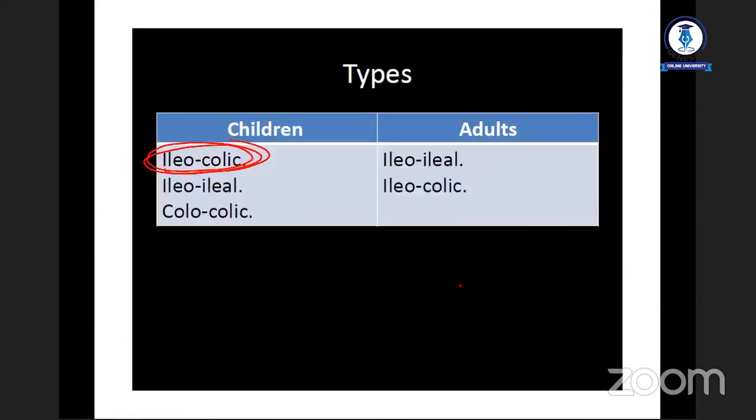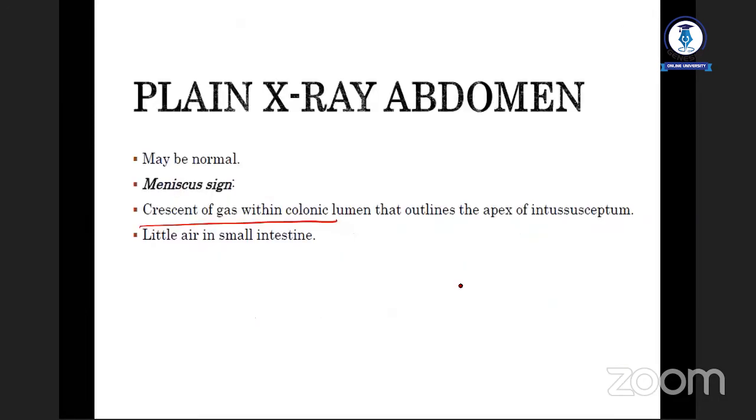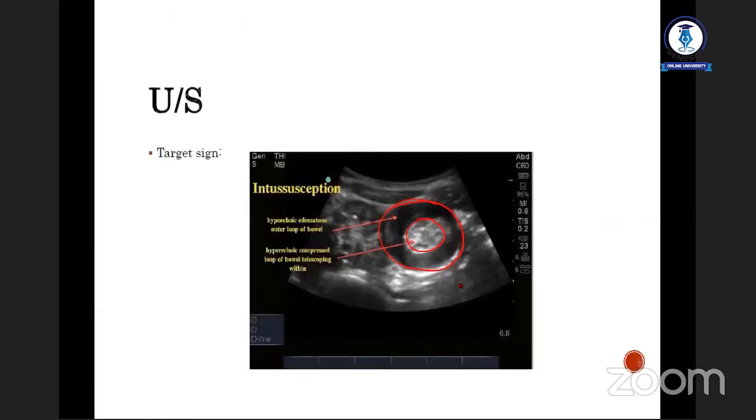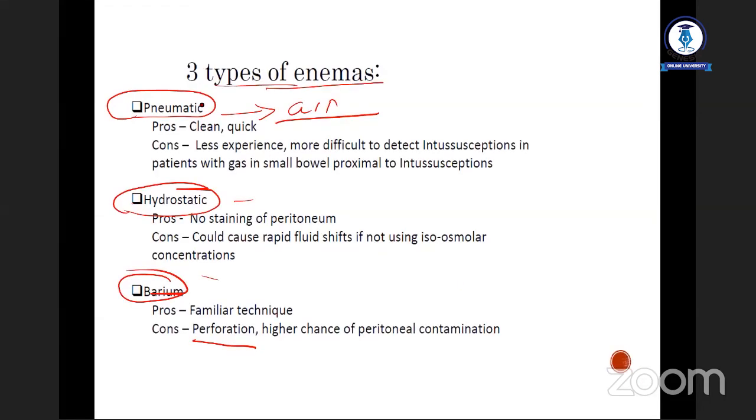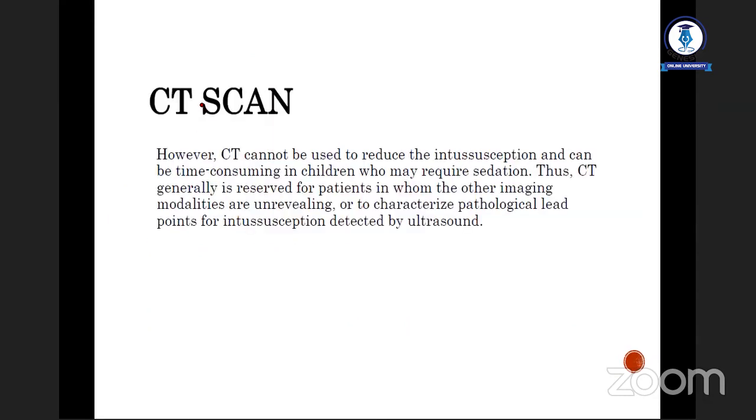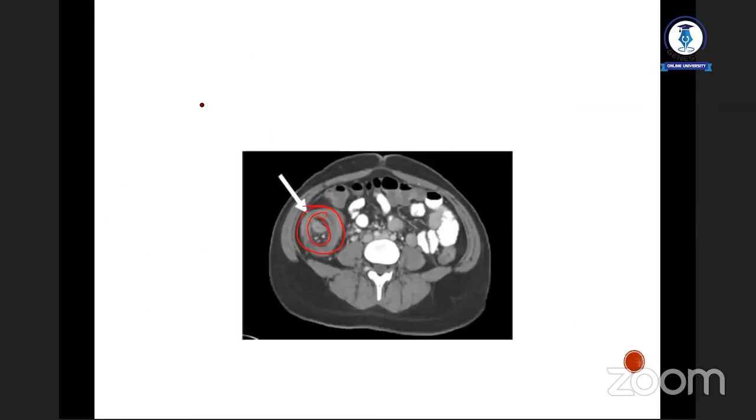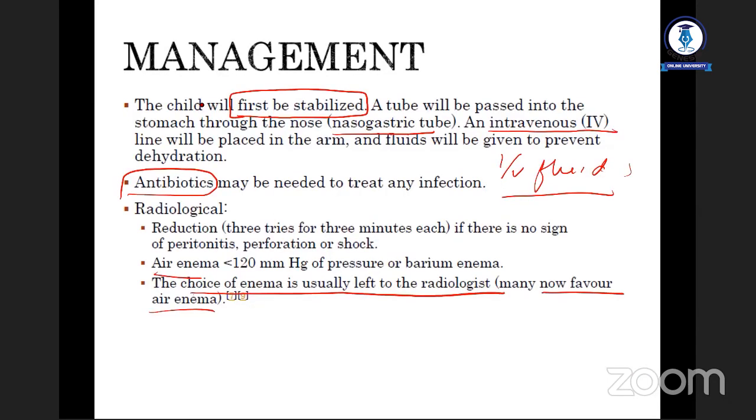And we do not immediately go into surgery. We first try to reduce it by enemas, maybe pneumatic, maybe hydrostatic, maybe barium enema. CT scan sometimes can be done, but if the patient is unstable, it's usually not done. Ultrasound is the mainstay, the main investigation that is done.